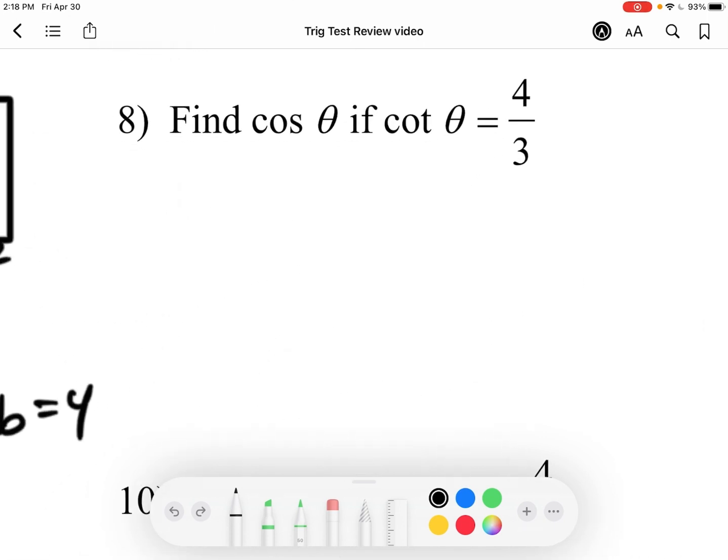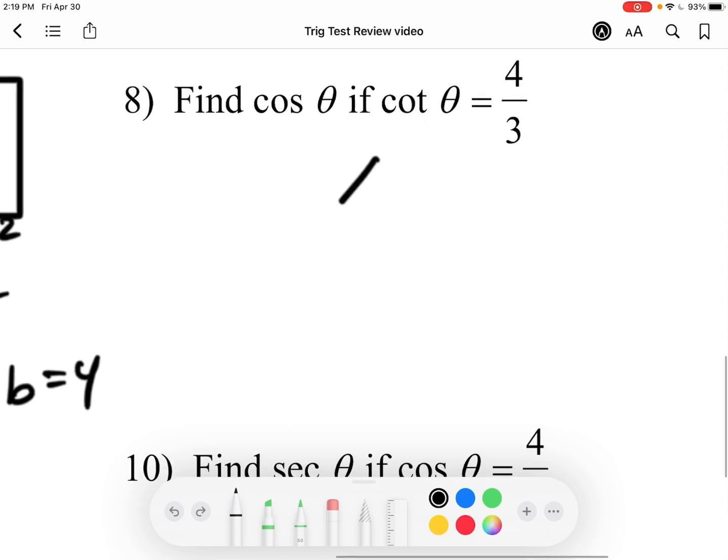All right, so for number 8, it tells us to find cosine theta if cotangent is 4 over 3. So same thing, you're going to draw a triangle.